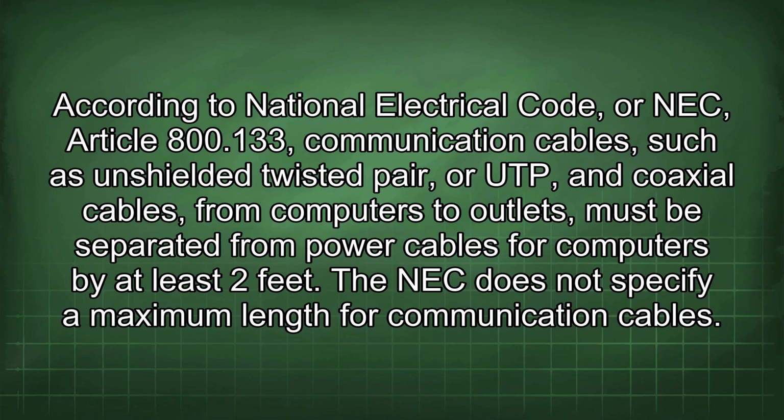According to National Electrical Code, or NEC, Article 800.133, communication cables such as unshielded twisted pair, or UTP, and coaxial cables from computers to outlets must be separated from power cables for computers by at least 2 feet. The NEC does not specify a maximum length for communication cables.